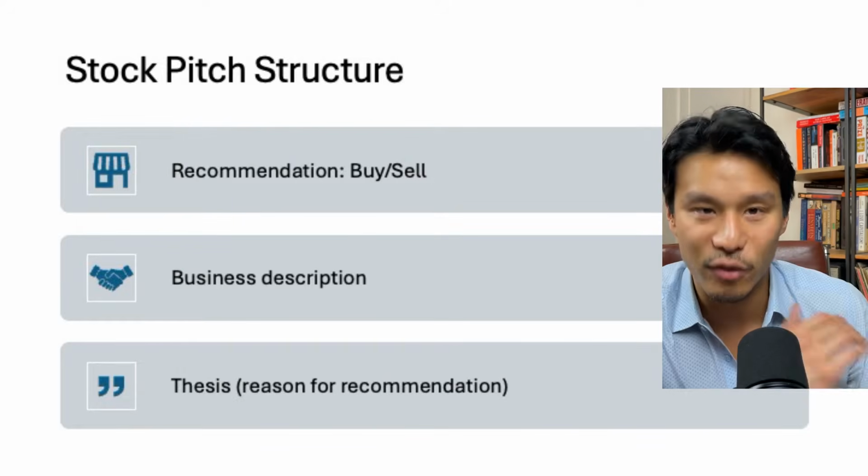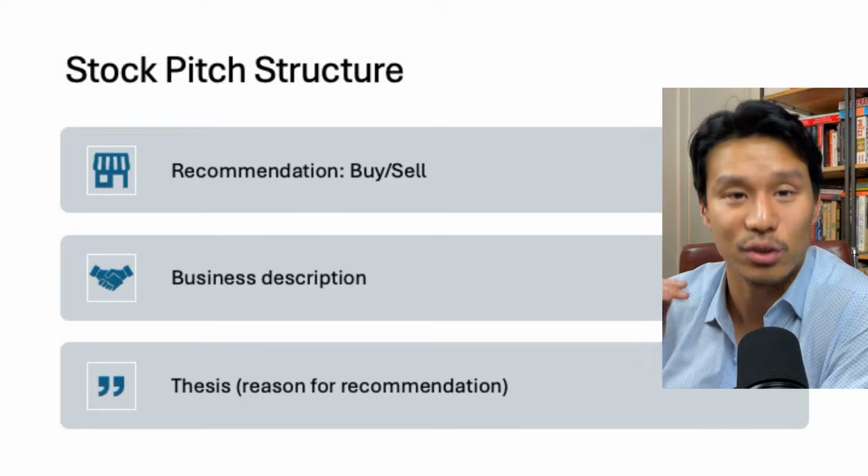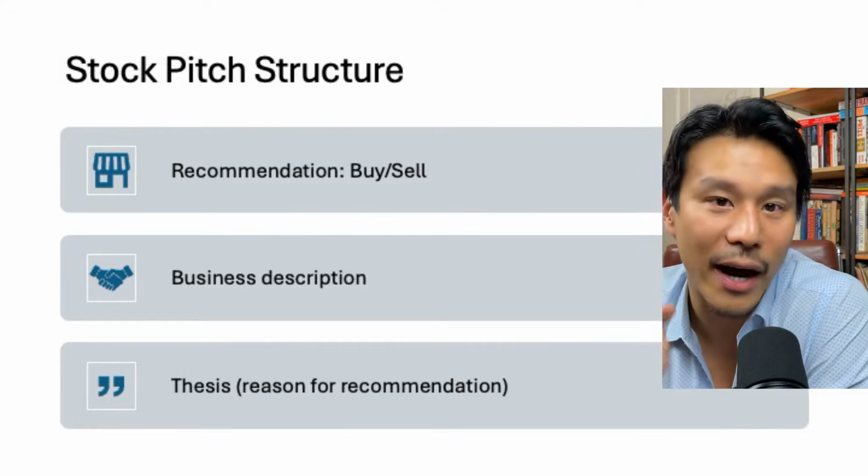You want to start off with a recommendation, then a brief description of the business, then go straight into the thesis, why they should buy or sell the stock. I recommend you buy and hold MSCI stock for the next 3 to 5 years. It's a 49 billion market cap company, capital markets business. They make indexes that are used by fund managers and ETFs.